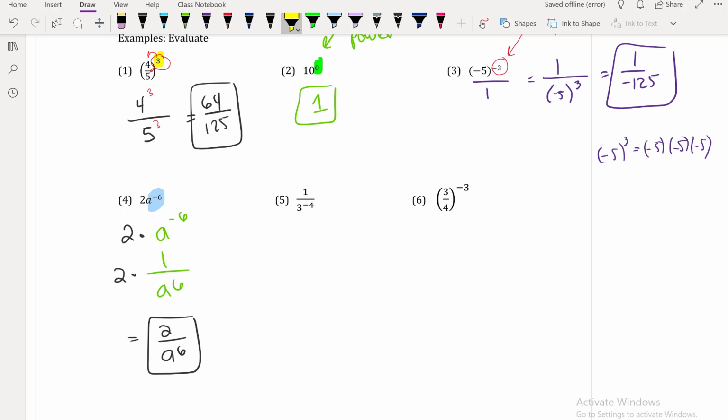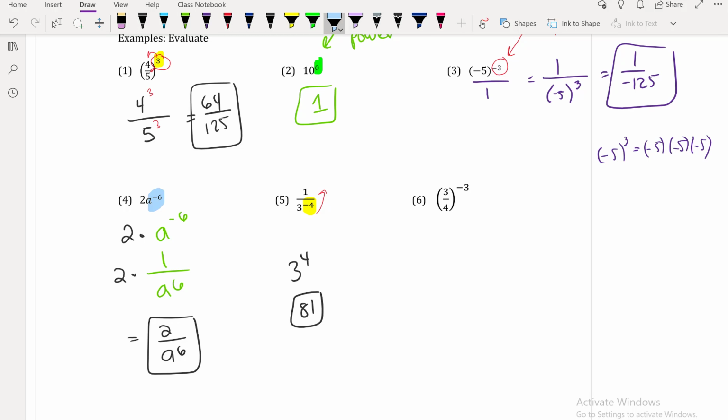And for number 5, I have that negative exponent, so I'm going to move it up to the top. So it would be 3 to the 4th power, and 3 to the 4th power, well, that's 3 being multiplied 4 different times, which is going to give me an 81.